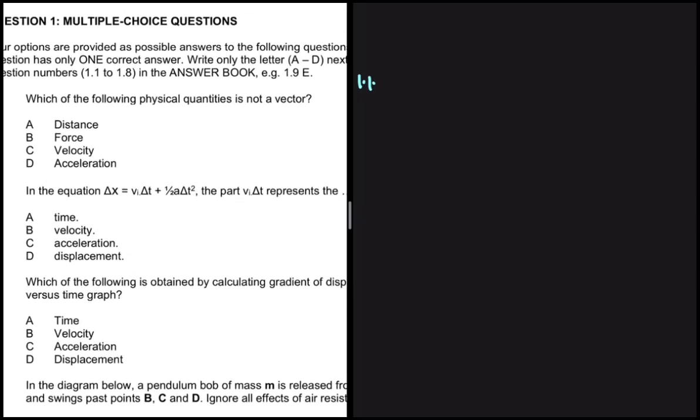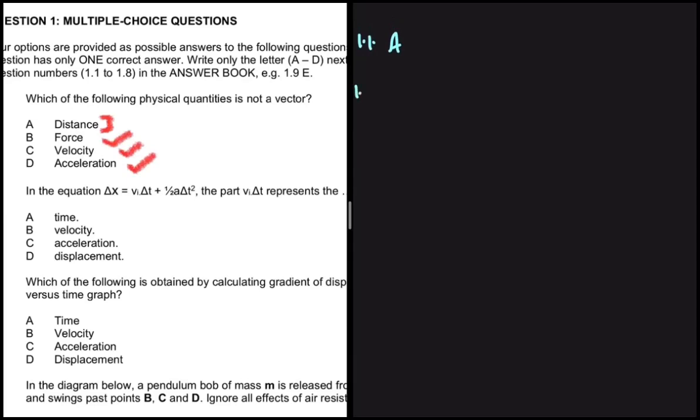1.1, we have distance. We know fully well that distance is a scalar. So the answer to 1.1 is A, because distance is not a vector, it is a scalar. Force is a vector, velocity is a vector, and acceleration is a vector.